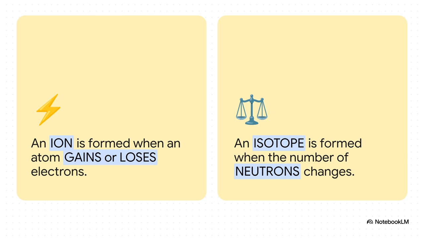Okay, so the most important rule here is that the number of protons never changes for an element. If you change the protons, you get a totally new element. Got it? So an ion is what you get when an atom gains or loses electrons. It gets an overall electrical charge. An isotope is what you get when you change the number of neutrons. It's still the same element, because the proton number is the same. It just has a different mass.